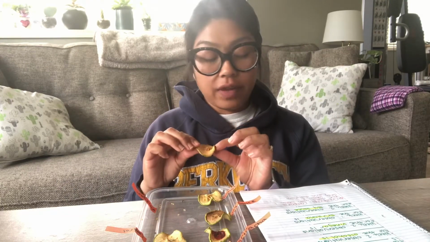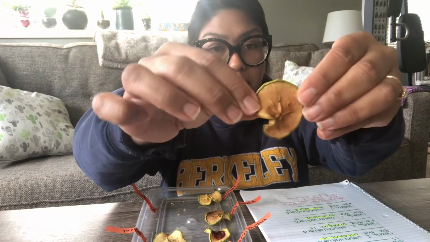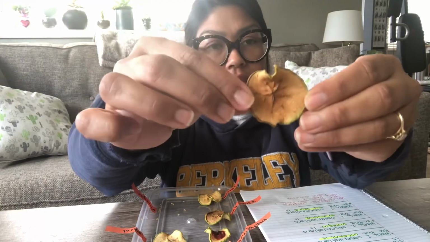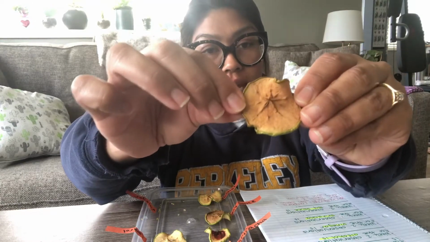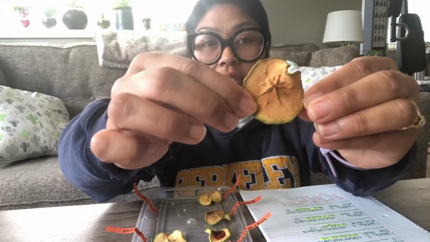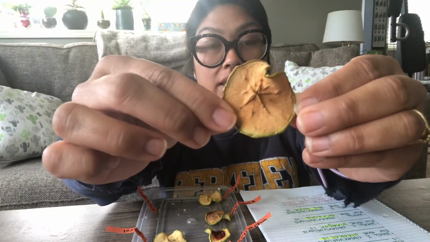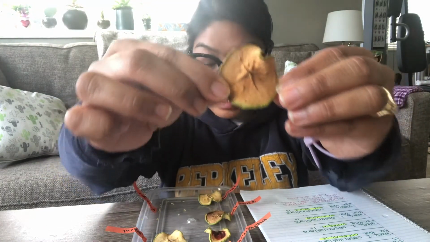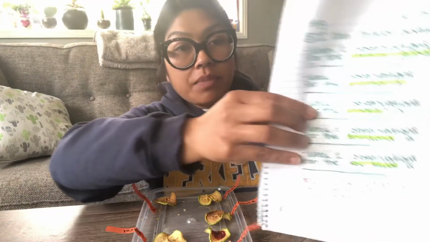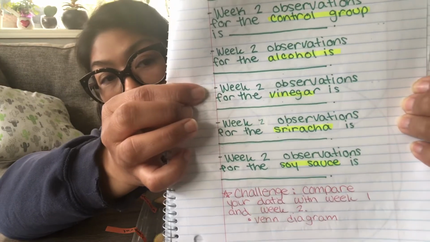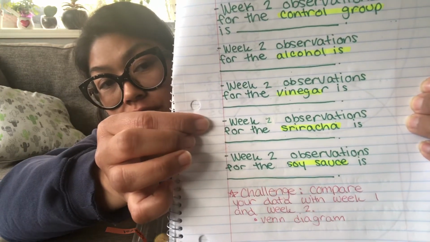So with the vinegar, I can say for week 2 observations for the vinegar, it feels squishy. However, still a little bit dry. As far as decomposition, I think there's still more decomposition left in this apple slice. So that's what I would write for my week 2 observations for the vinegar. Let's observe the week 2 observations for sriracha now.